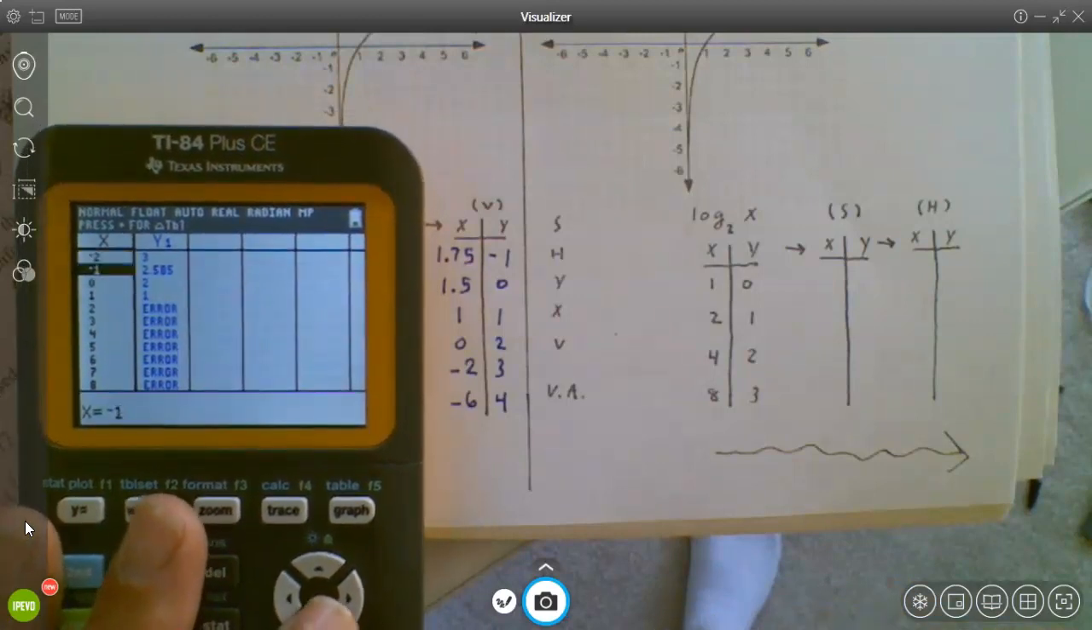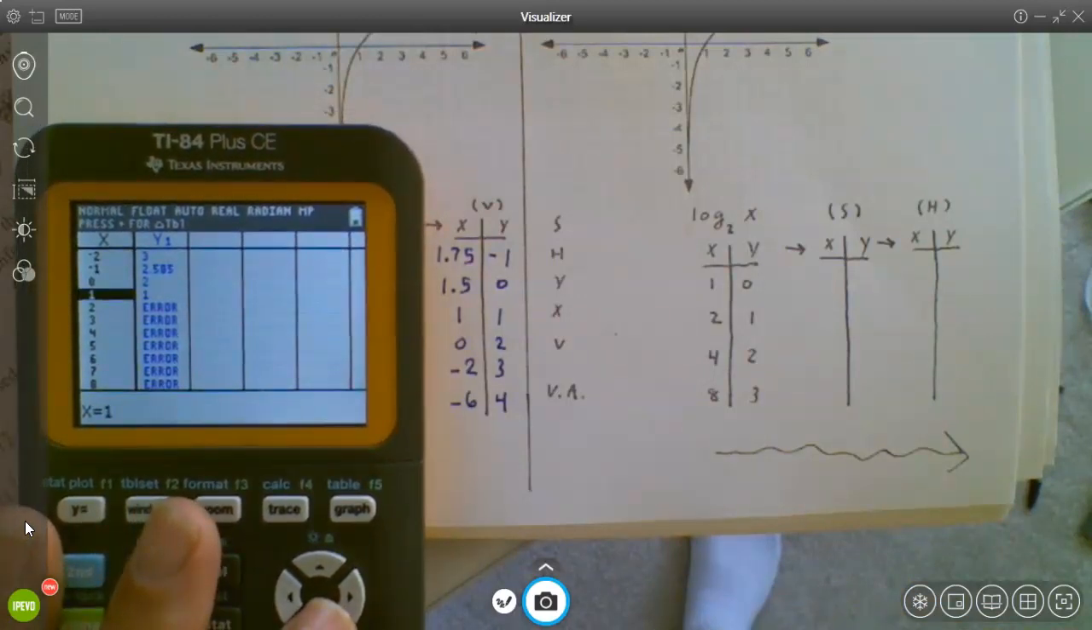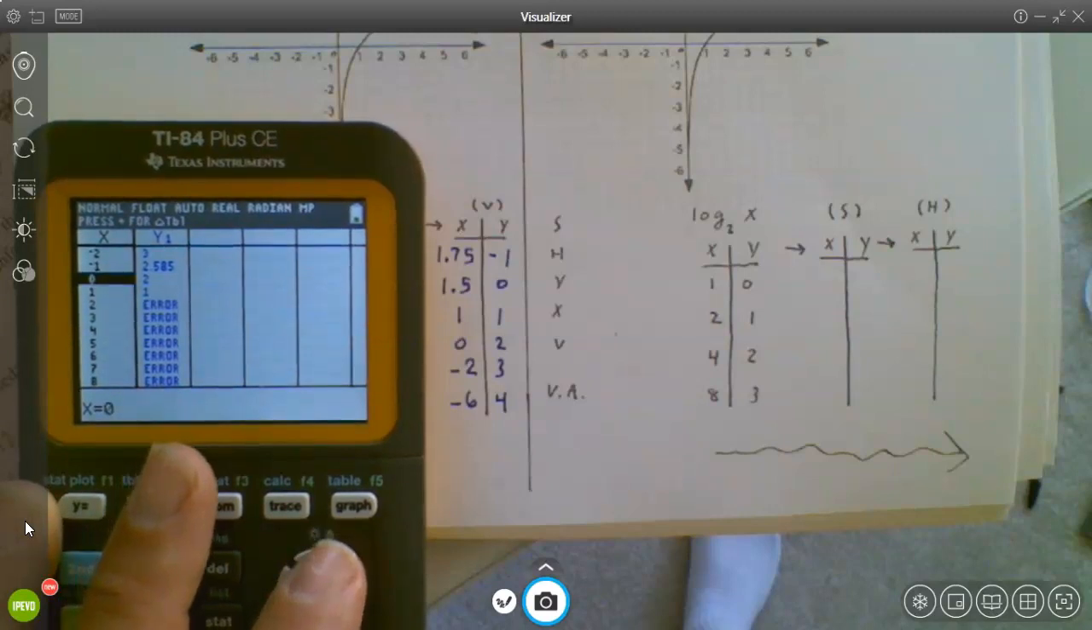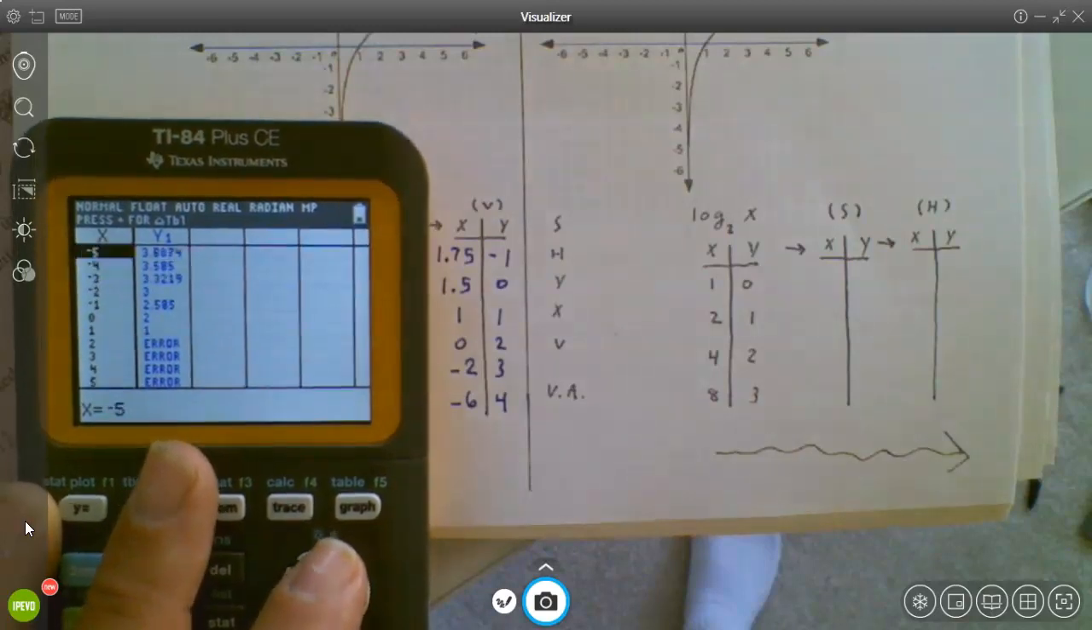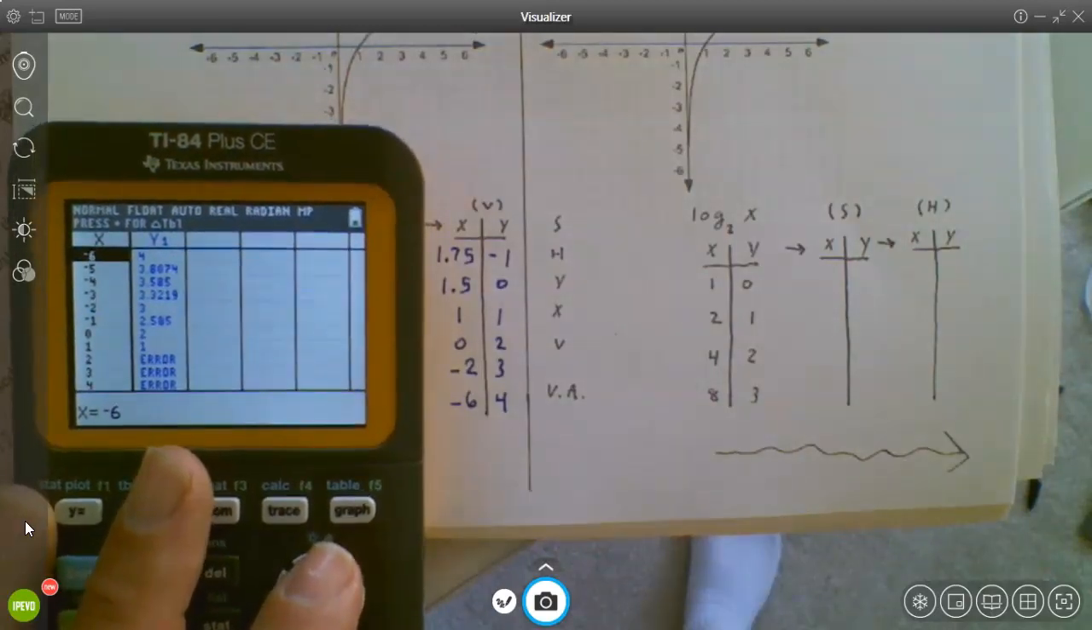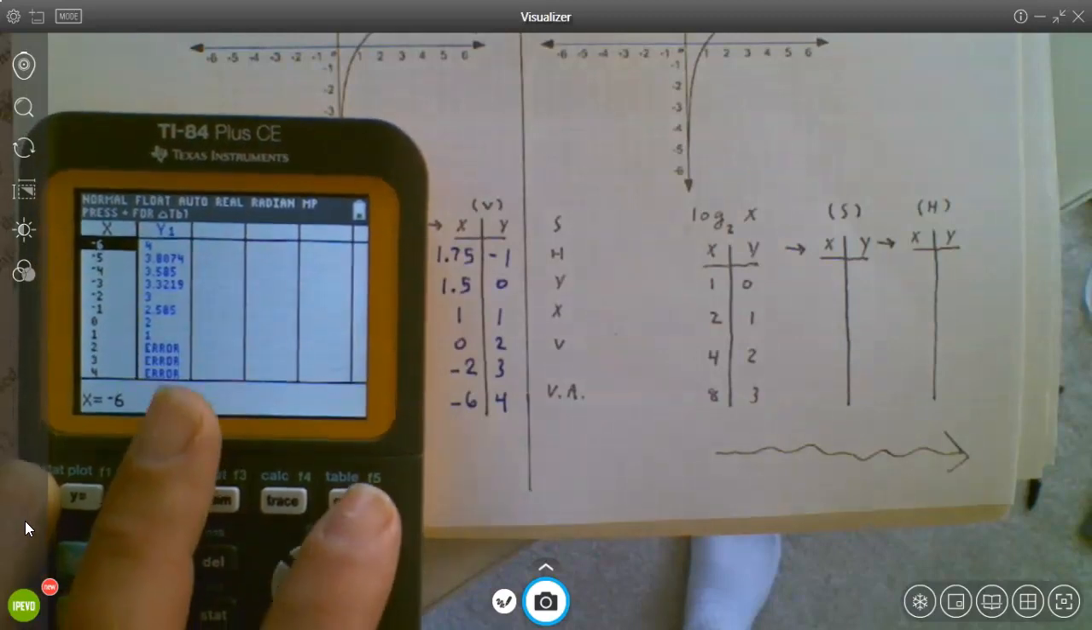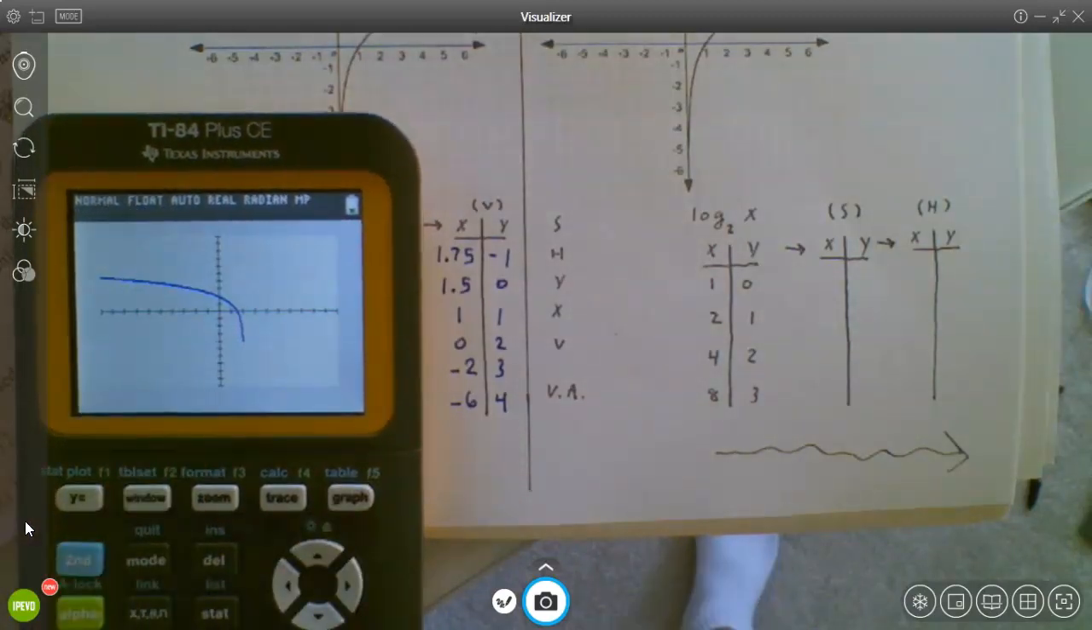But I should see a 1, 1. There it is. 0, 2. There it is. Negative 2, 3. There it is. And negative 6, 4. There it is. So I know I'm on the right track because I'm just checking it on the calculator. So if I plot those, should come out looking like this.